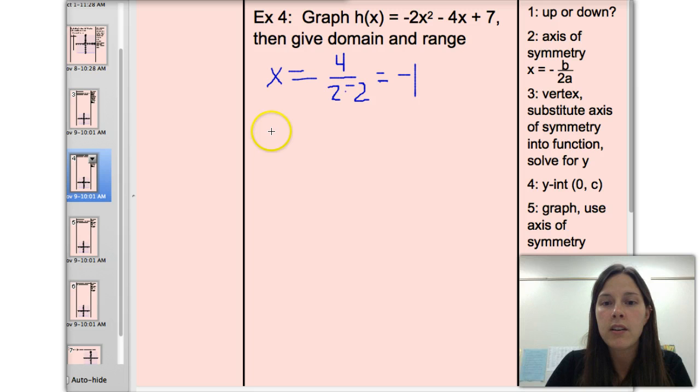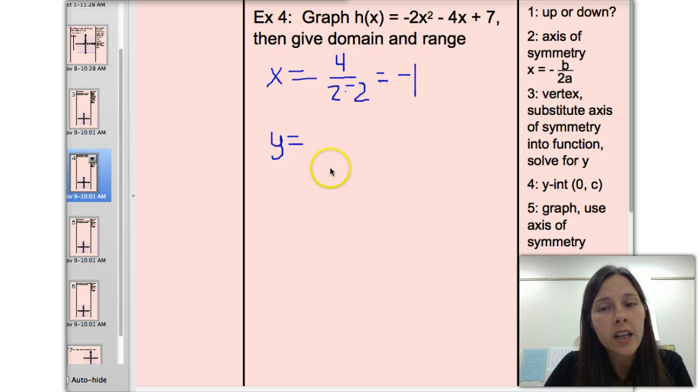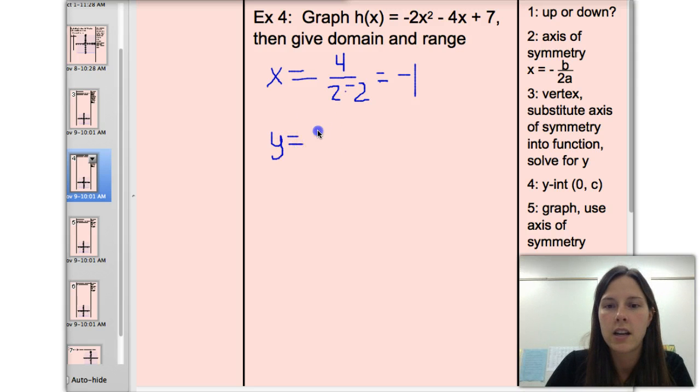So we substitute that value into our function to solve for y. And instead of writing it all out, I will trust that you know how to substitute, replace your x with negative 1, and for my y value I got a 9. So our vertex is negative 1, positive 9. To find the y-intercept, substitute 0 for x. When you do that, you get just the 7 left, your constant.